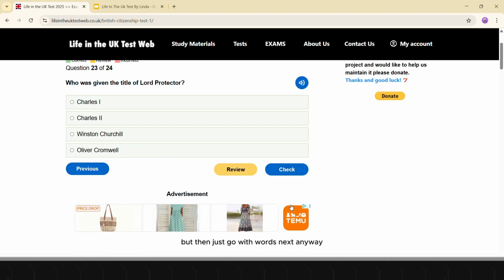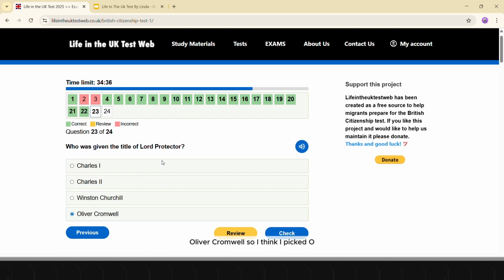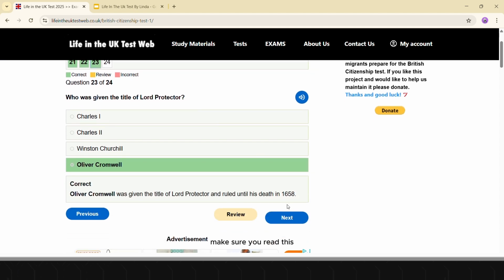Next, any way for you to know this thing? Who was given the title of Lord Protector? The way I learned this is, I think I picked OC. Yeah, Oliver Cromwell. So I think I picked OC, O for Oliver and C for Cromwell, and you can also pick this O here. So Lord Protector.